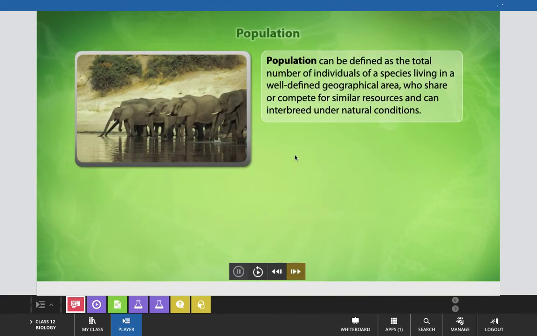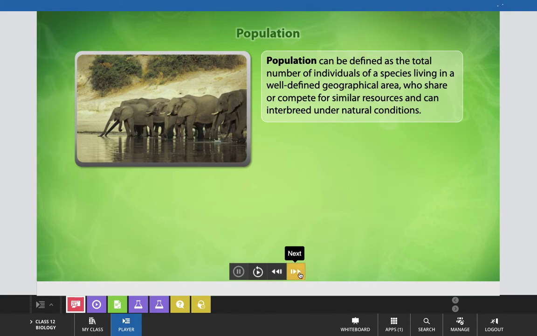Here, you can see what is population, meaning how we can define the population at the higher level of organization. Population can be defined as the total number of individuals of a species living in a well-defined geographical area who share or compete for similar resources and can interbreed under natural conditions.